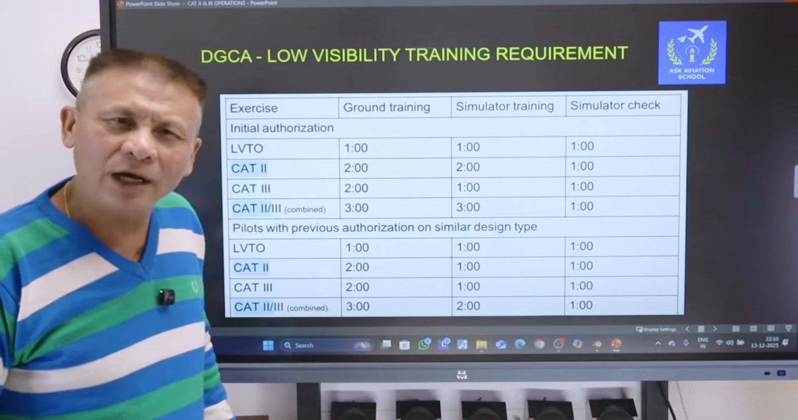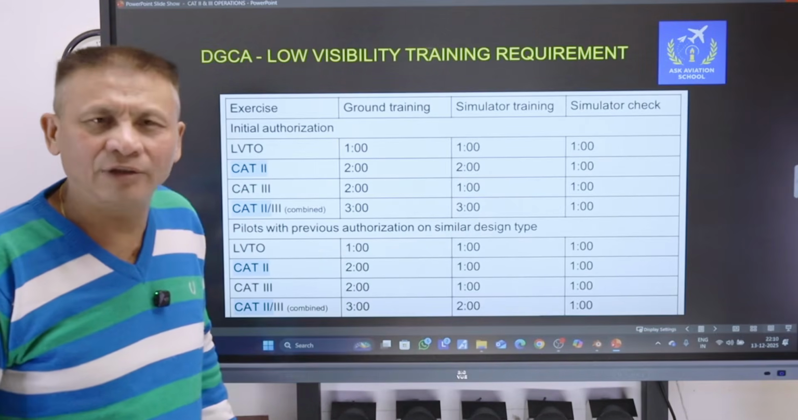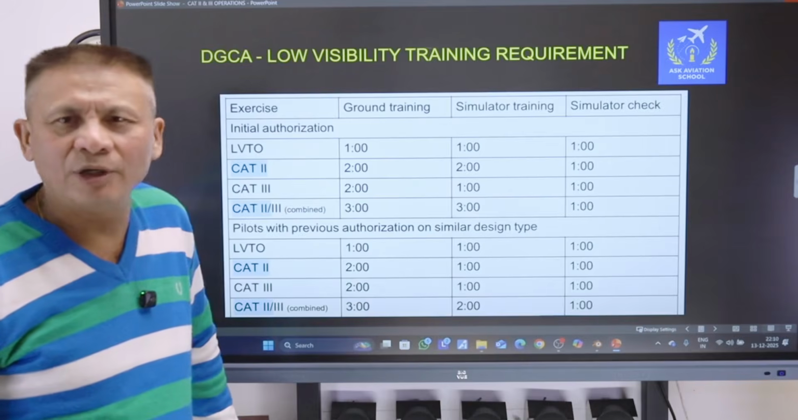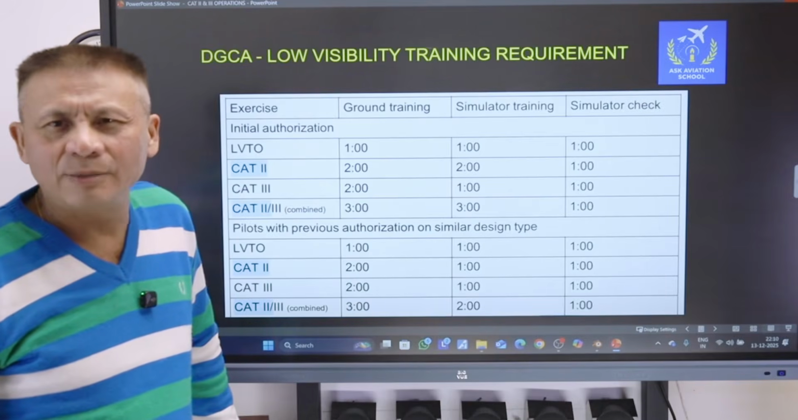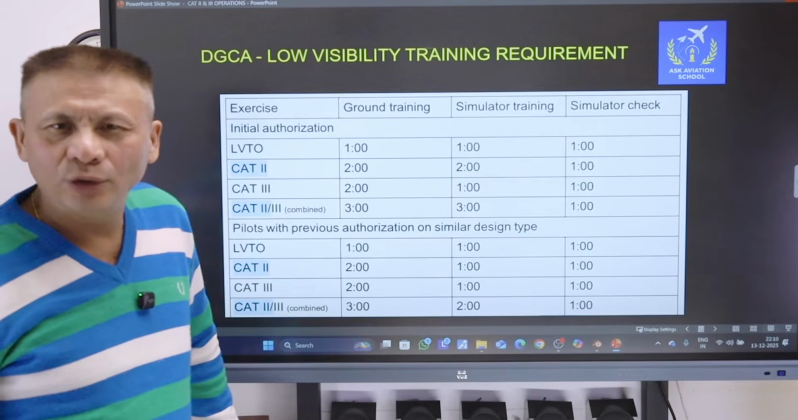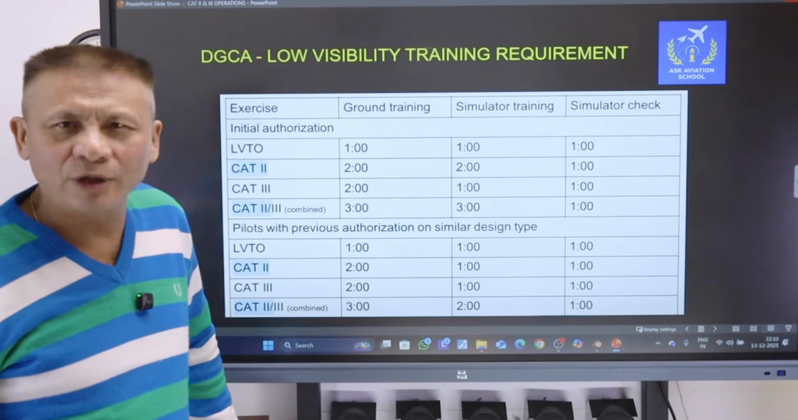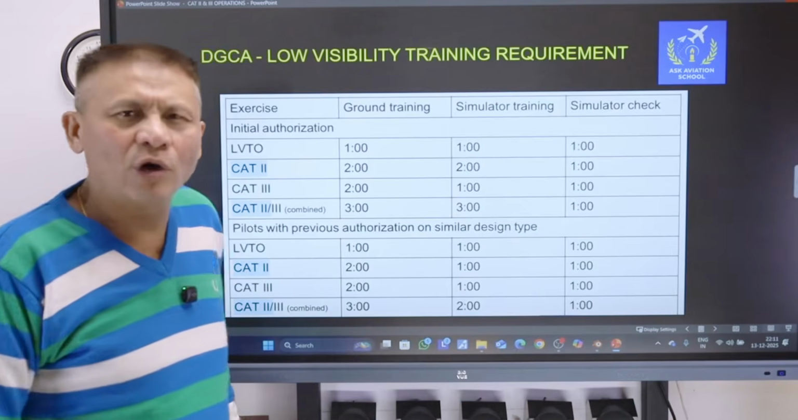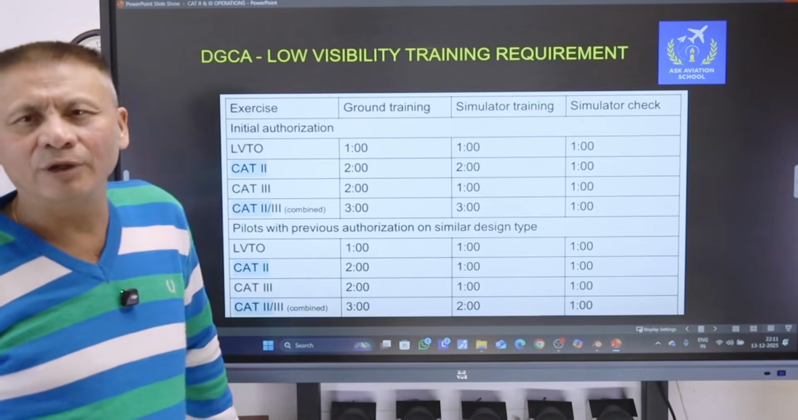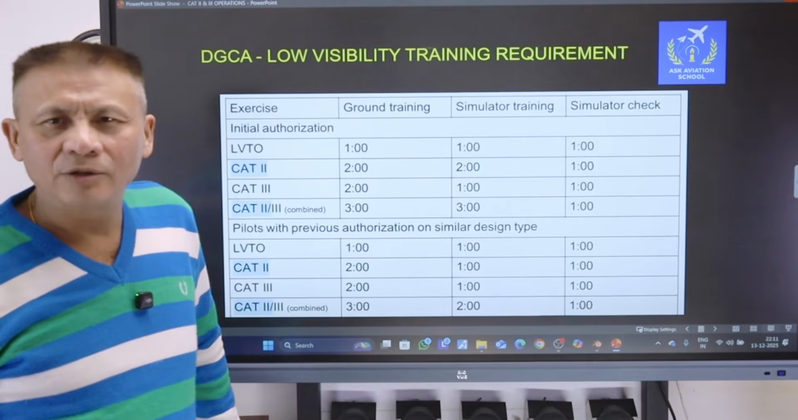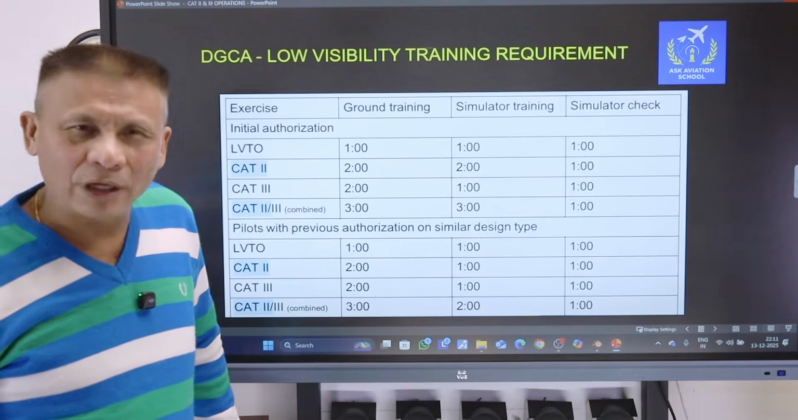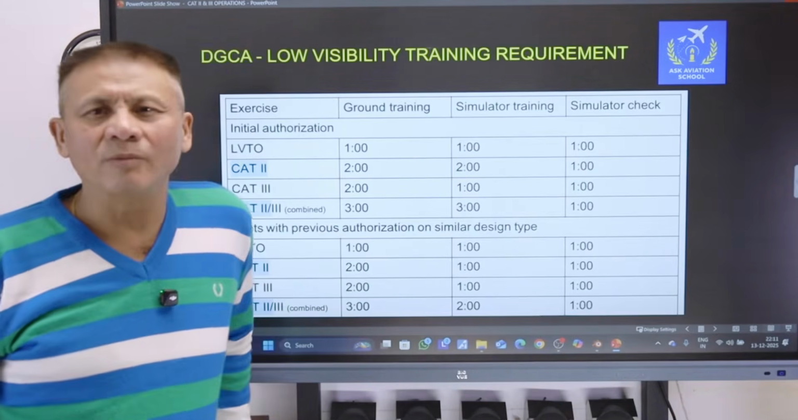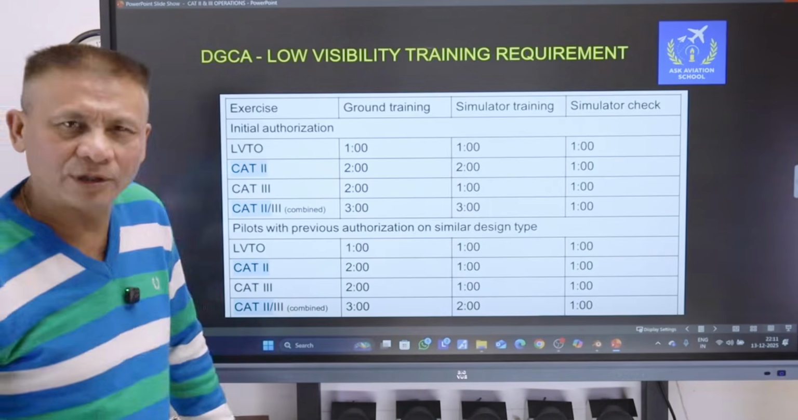For those pilots who were already certified for category 2 and 3 operations and the LVTO operations, the training requirements are ground training of 1 hour, simulator training of 1 hour, followed by a simulator check of 1 hour. For category 2, 2 hours of ground training, 1 hour of simulator training, followed by a simulator check of 1 hour. For category 3, it is 2 hours of ground training, 1 hour of simulator training, and then 1 hour of simulator check. If you are combining both category 2 and 3 training, then ground studies is 3 hours, 2 hours of simulator training and 1 hour of simulator check.